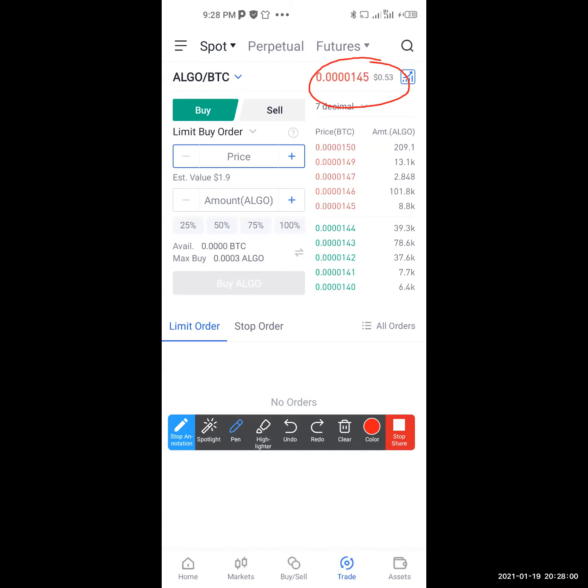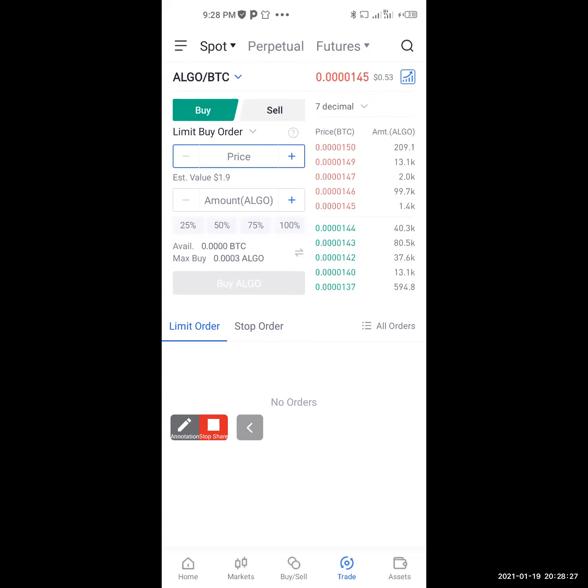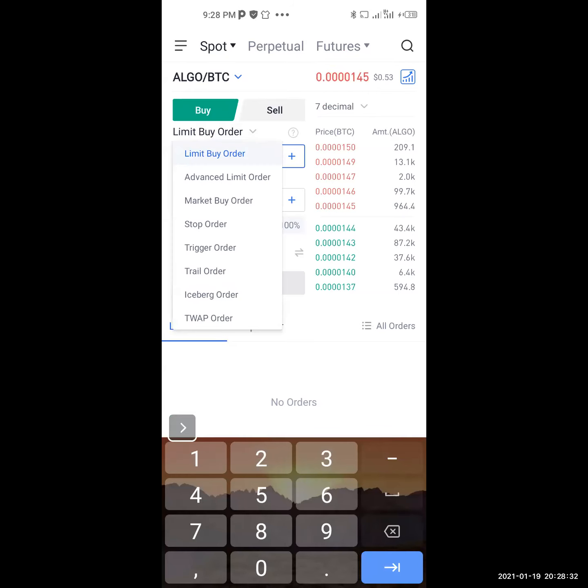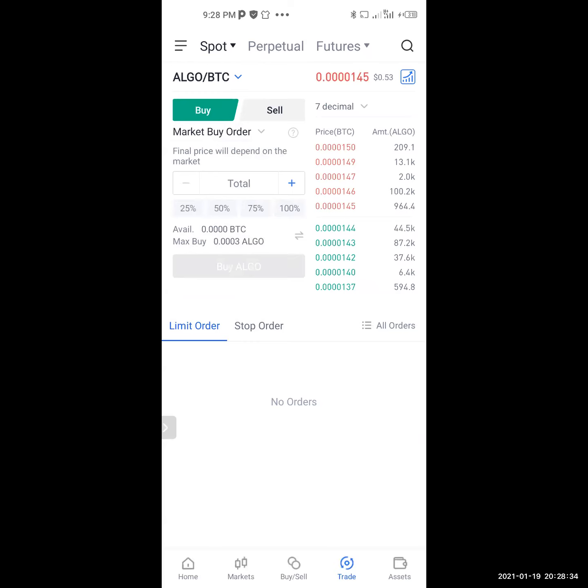The signal will come in Satoshi value, that is this other one here. So let's say I said you should buy the coin at 145 Satoshi. Instead of struggling to put the price yourself here, 145, you use market buy order. So you're saying that you want to buy this algo at the current market price.